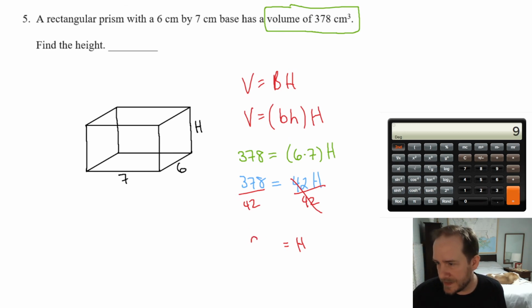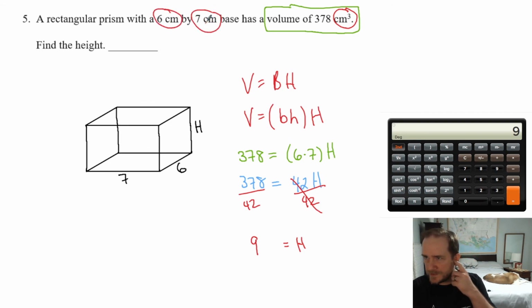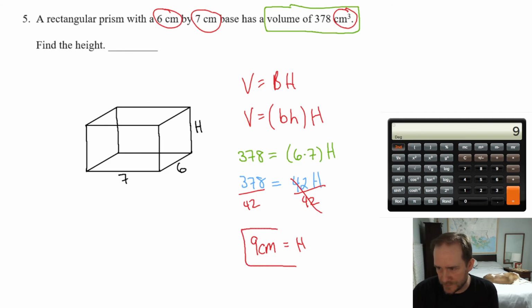Now the one thing left is our volume was in cubic centimeters, but our length and width, or our base and height, was single centimeters. Not cubic centimeters, not square centimeters, just centimeters. So our height should be in centimeters also. It's not going to be cubic centimeters, because the only thing that'll ever be cubic centimeters is volume. And the only thing that'll ever be square centimeters is area. So the height is a length, it should be in plain old centimeters.